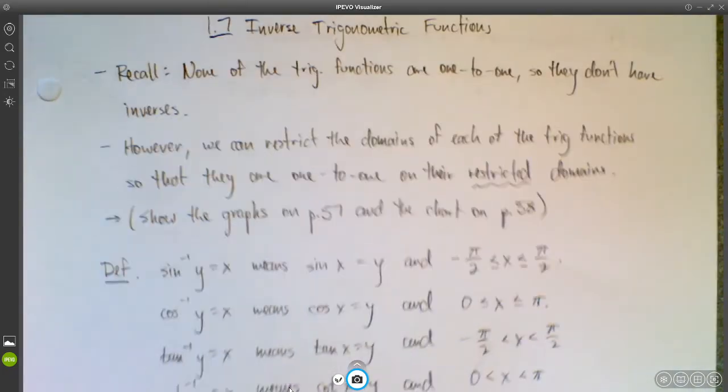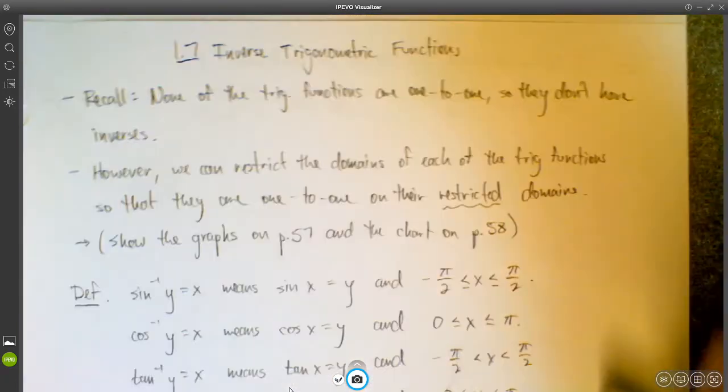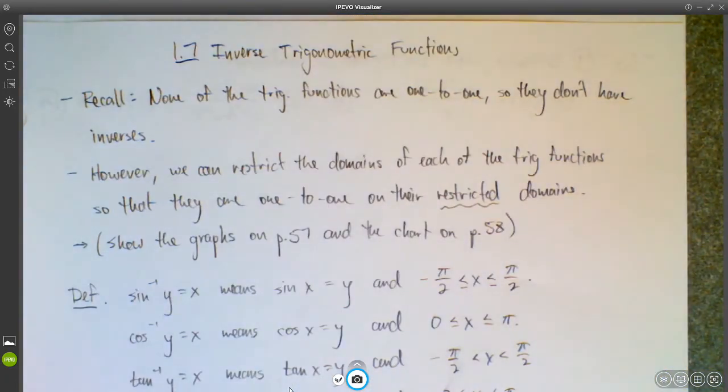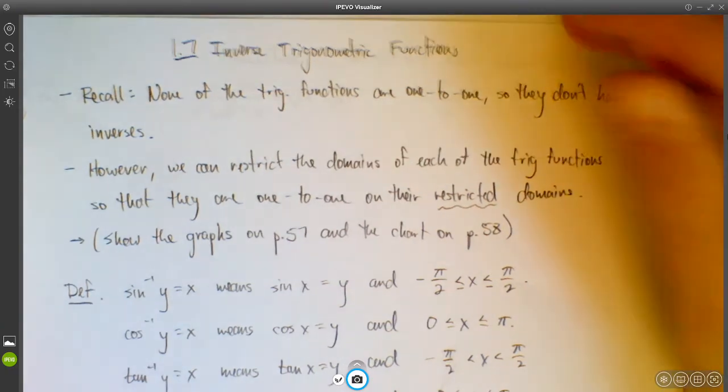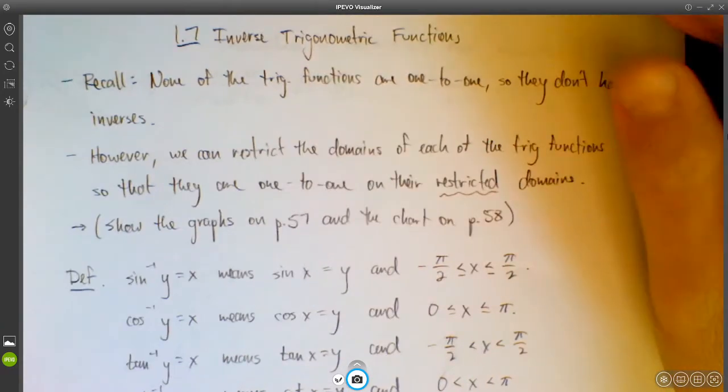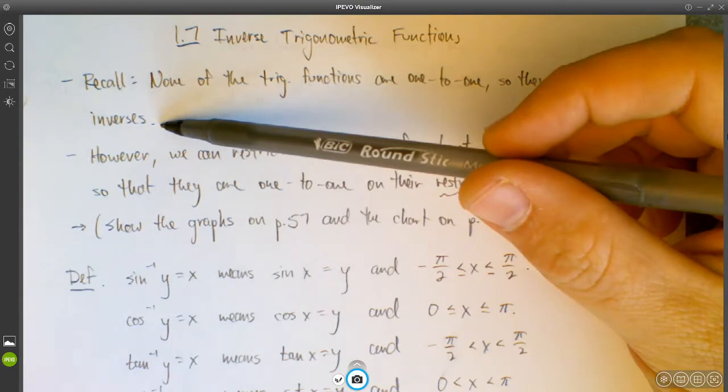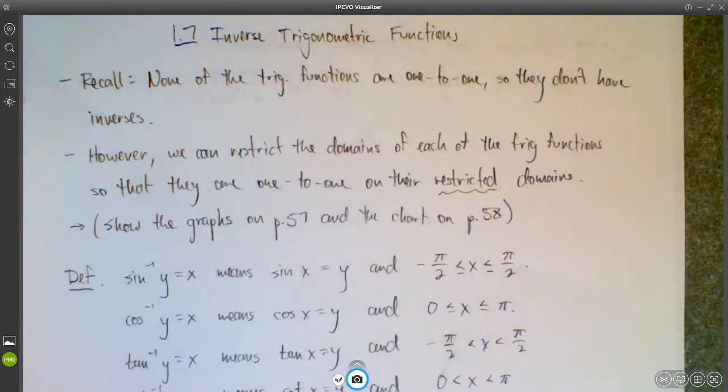All right, let's talk about 1.7 inverse trig functions. You may recall from past math classes, perhaps the past trig class, that none of the trig functions are one-to-one. So that means that they don't have proper inverses, right?